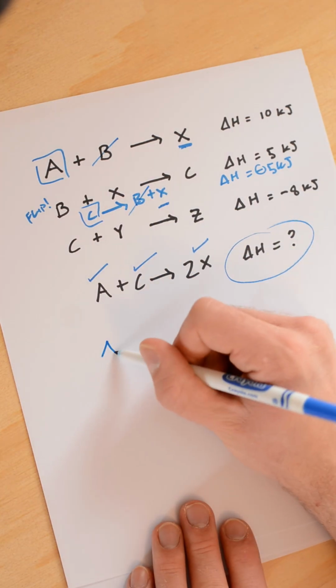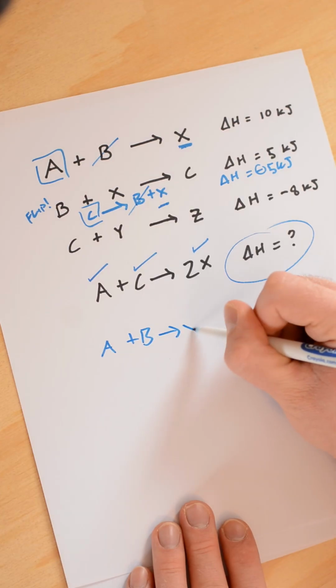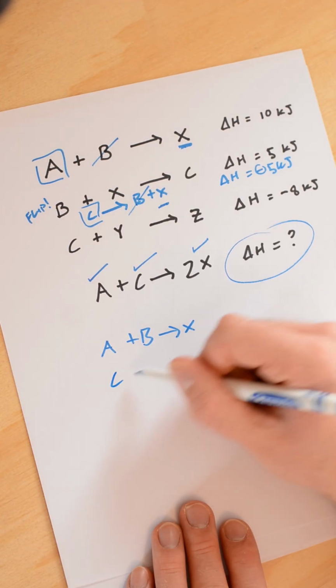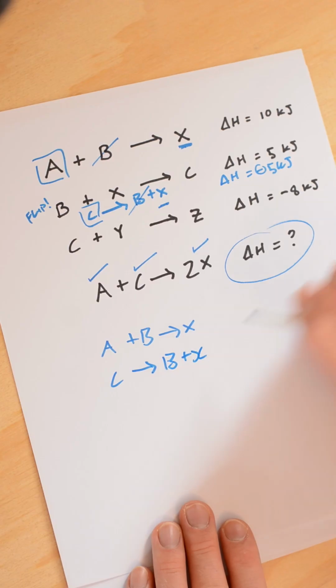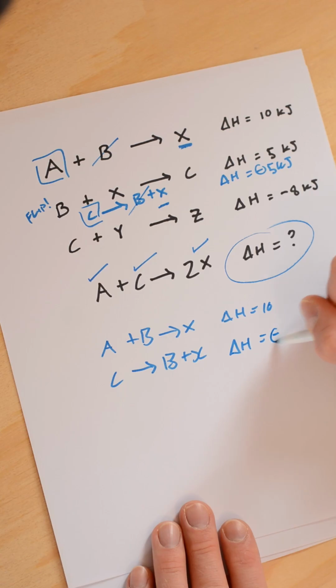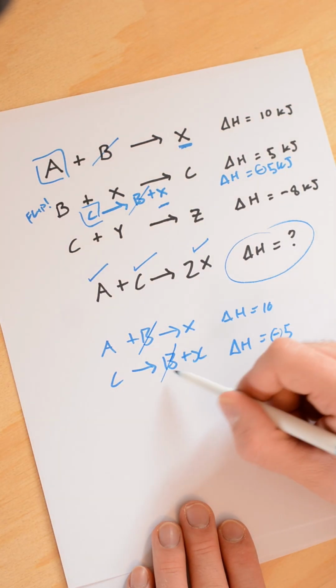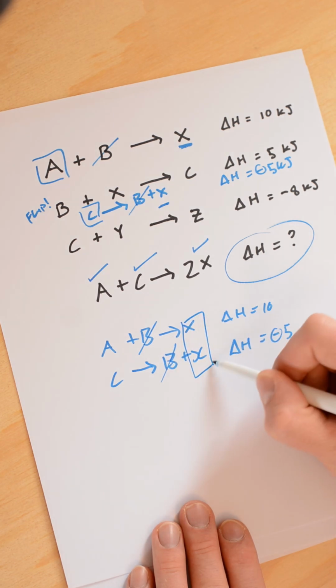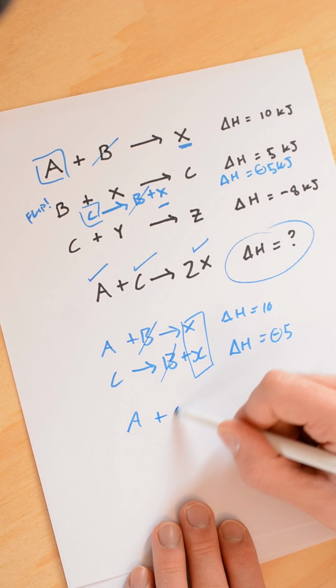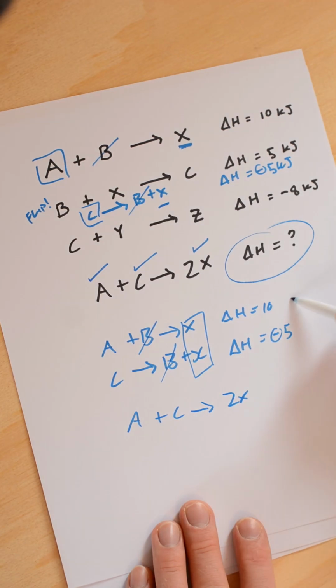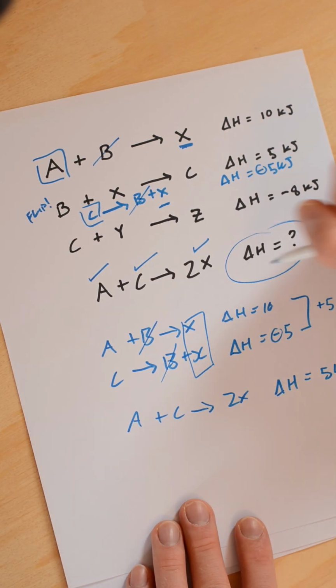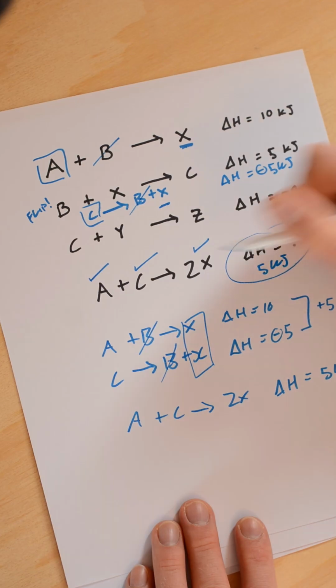So if I rewrote those, I have A plus B producing X, and I'm combining it with C producing B plus X. And again, my delta H is 10 for the first one, and my delta H for the second is now -5. When I add these together, my B's cancel because they're on opposite sides. My X's combine because they're on the same side. Now I have A plus C produces 2X. What happens when I combine these? I get +5. So the delta H would equal 5 kilojoules. That answers our question here, 5 kilojoules.